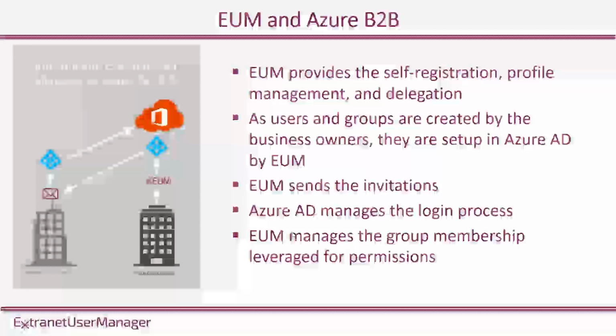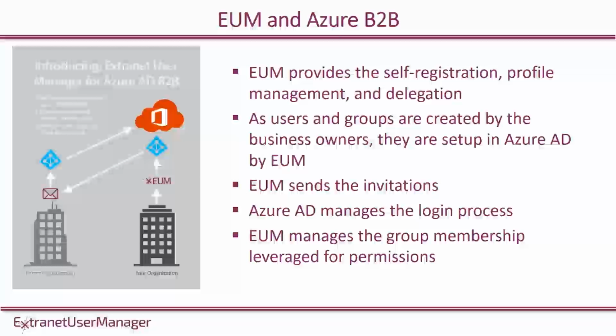So if we look specifically around Extranet User Manager and B2B, I mentioned the self-registration, the profile management, the delegation side of things. Basically what we're doing under the hood is as we're working in EUM, we're setting those users up in Azure Active Directory. So we're actually calling an API that Microsoft has provided to us to do that provisioning. Now, currently EUM doesn't send the invitation out. That's a feature we're just adding in now. That's going to be in our next release that's coming out in the next few weeks. Azure AD manages the login process. Extranet User Manager manages the group membership. That supports the delegation model from there.